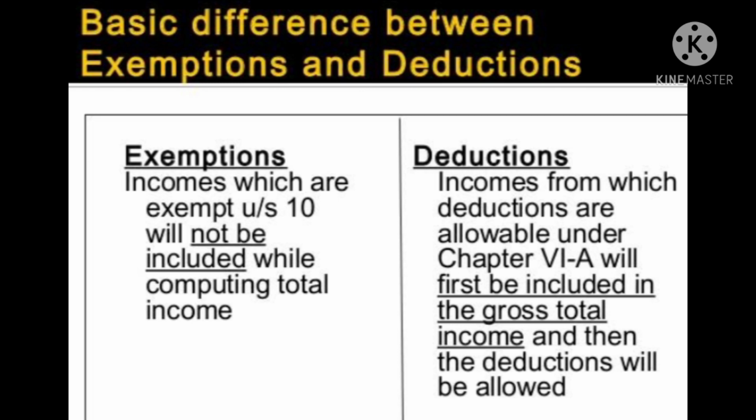We will not calculate while adding the total income. Whereas deduction means, first we take it when we are calculating the total income. First we add it, and later we provide it in the form of a deduction.